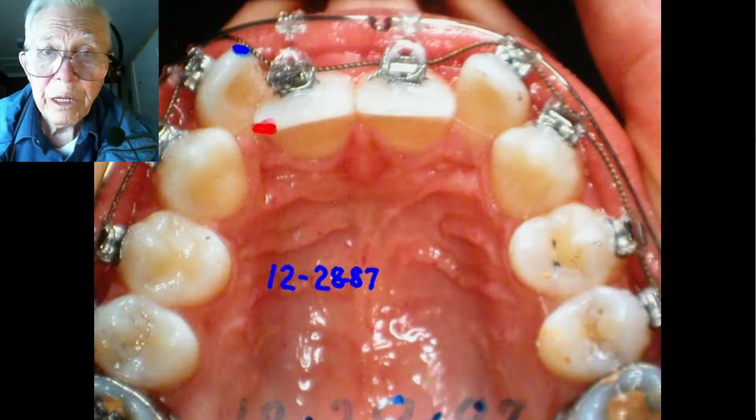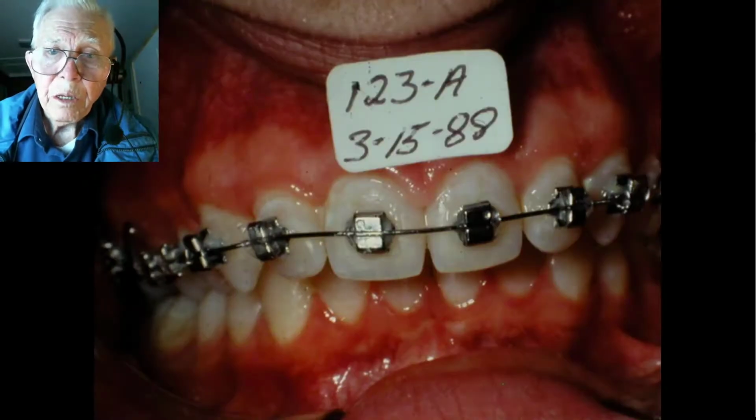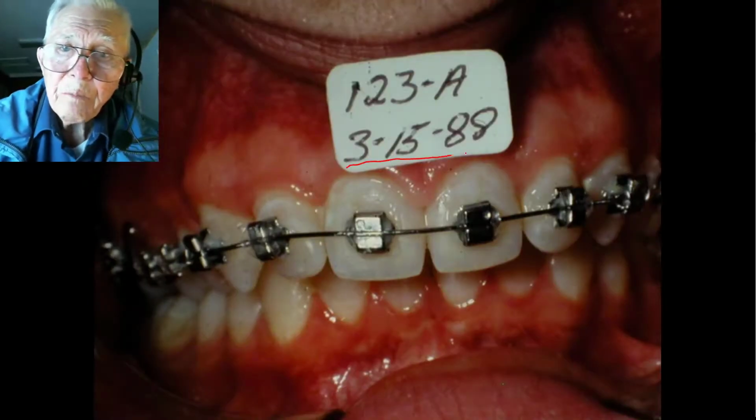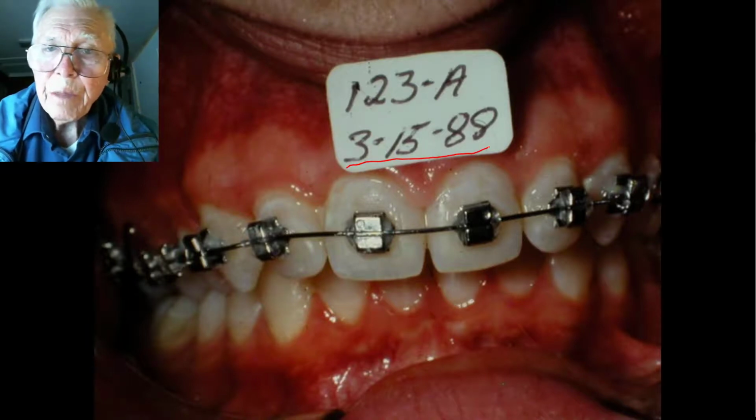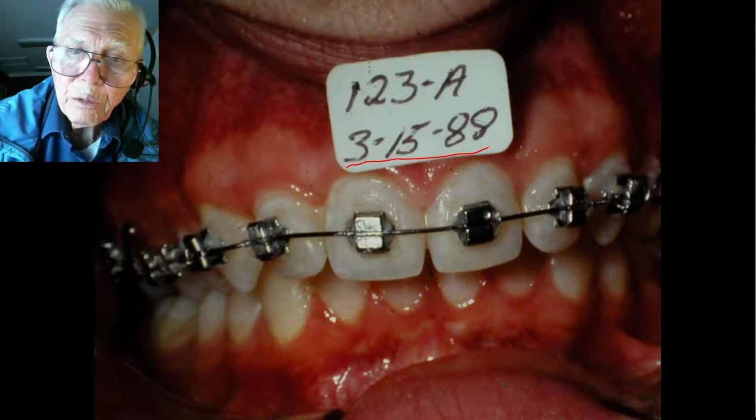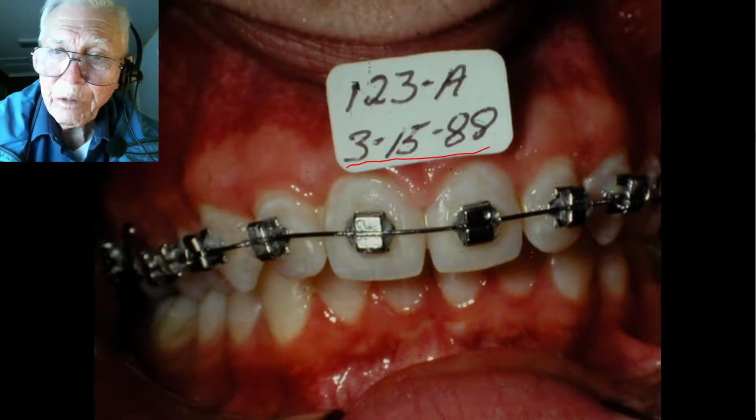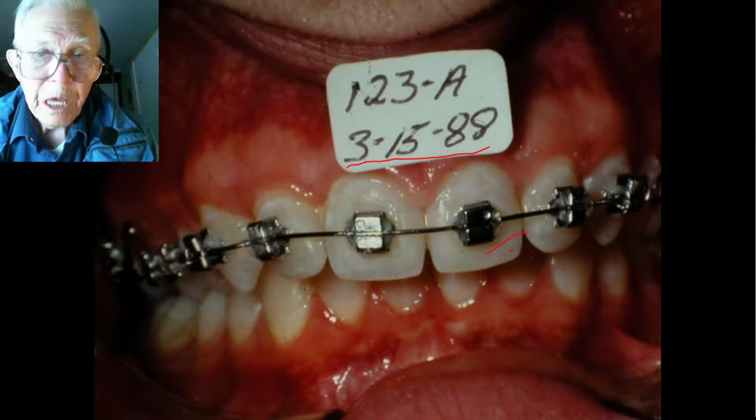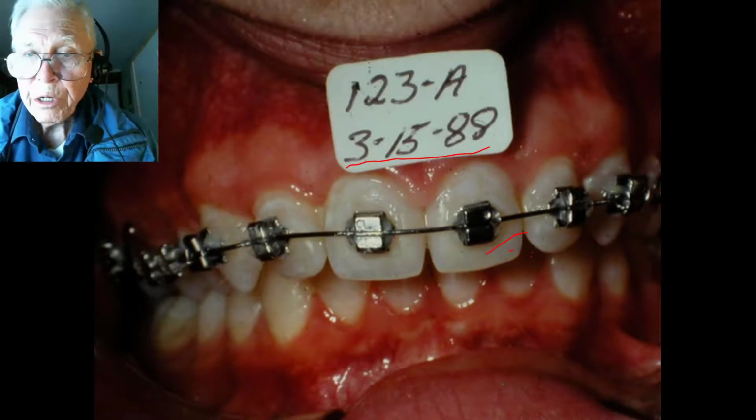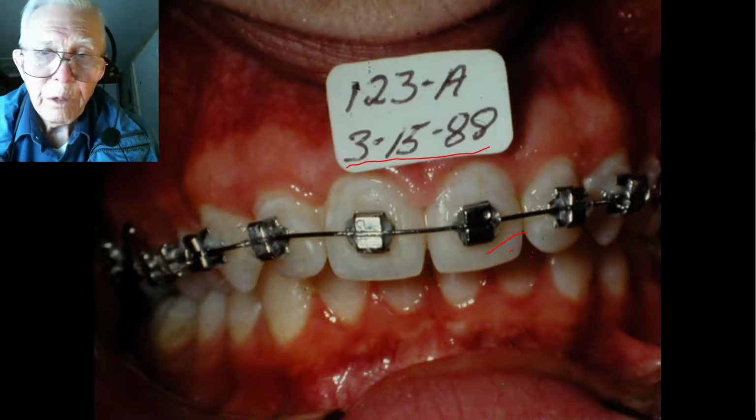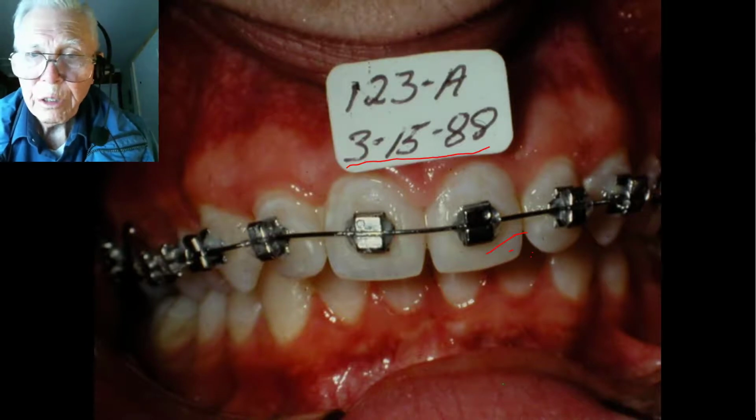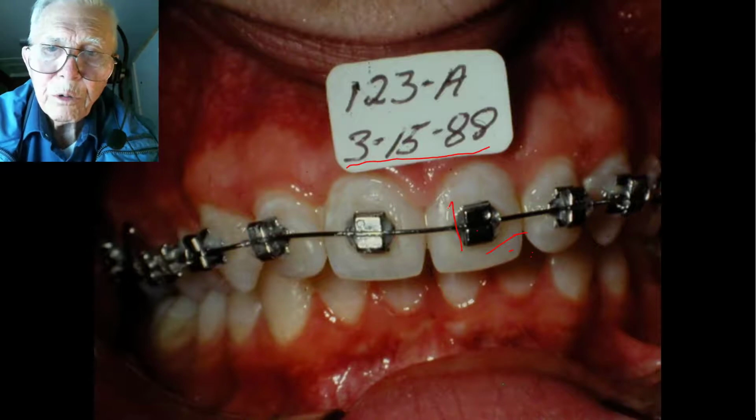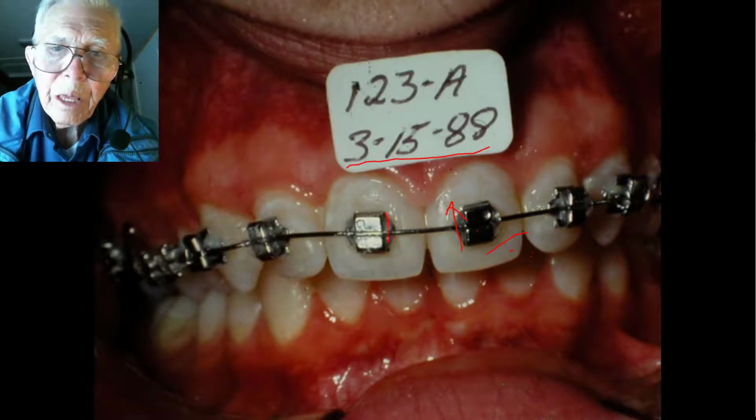I'm going to show it again in March, the 15th. And here is March the 15th. That is 2.5 months from the time that these teeth were sticking way back here. This tooth right here moved a good quarter of an inch. And the young lady did not complain of being sore or anything, just the picking up of this tooth right here, bringing it out.